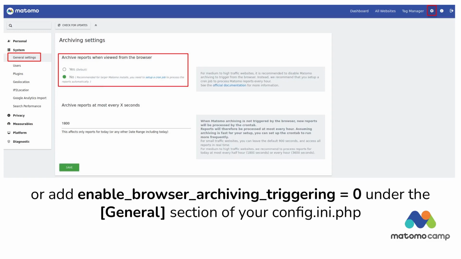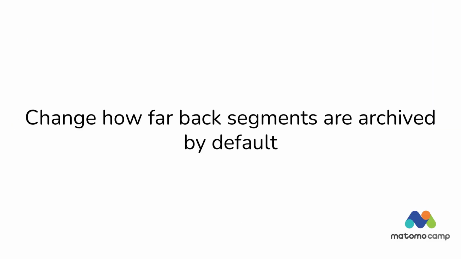All right. The next tip that we've got for you has to do with segments. So what we talk about with segments when it comes to performance is we're talking about how far back segments are processed by default on your Matomo server. So when you have a segment in Matomo, if you're creating a segment or editing a segment, the default that Matomo is going to process that segment for is what we call the beginning of time. And that basically means that Matomo is going to process that segment from the very first day that you have raw data.